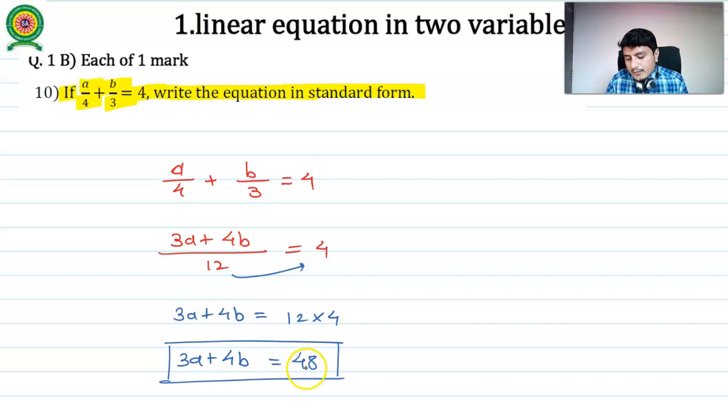So here we have all 10 questions from first B, each of 1 mark. So today we will stop here. During the next lecture we are going to discuss the 2 marks questions asked in question 2A as an activity based question and question 2B as a solving question. Thank you.